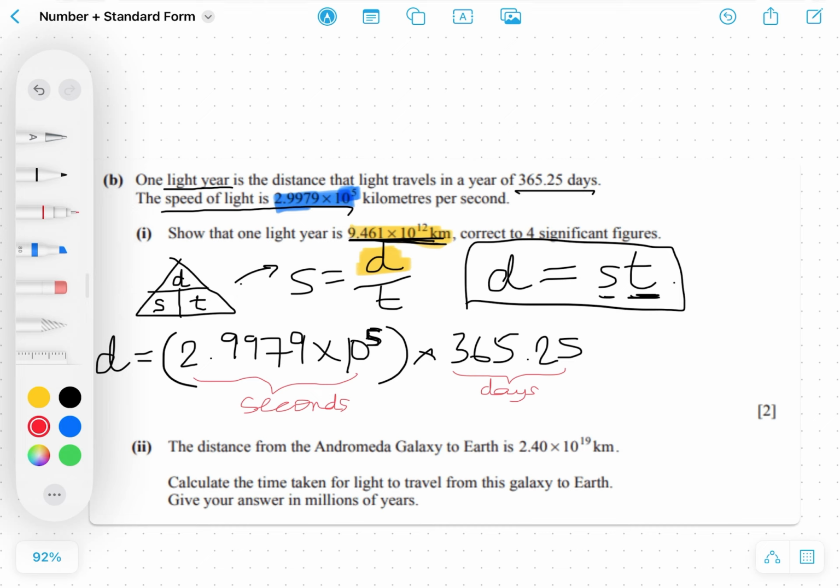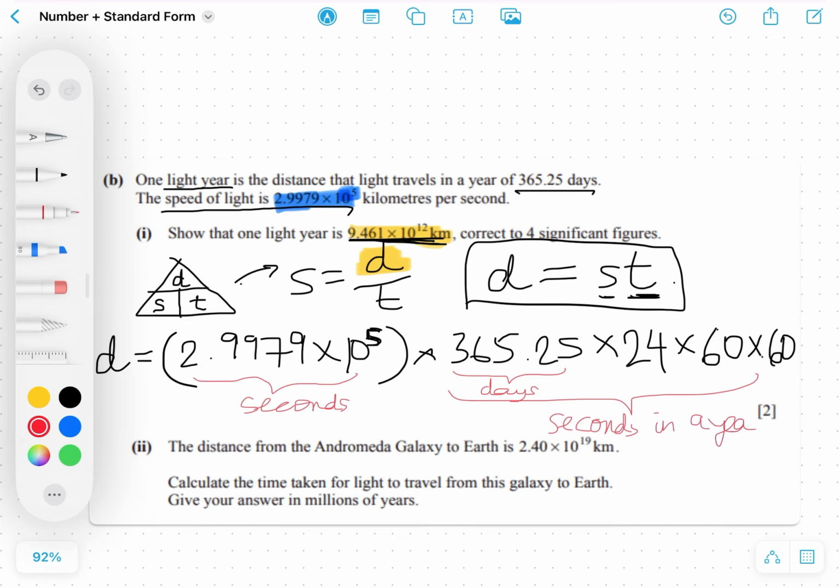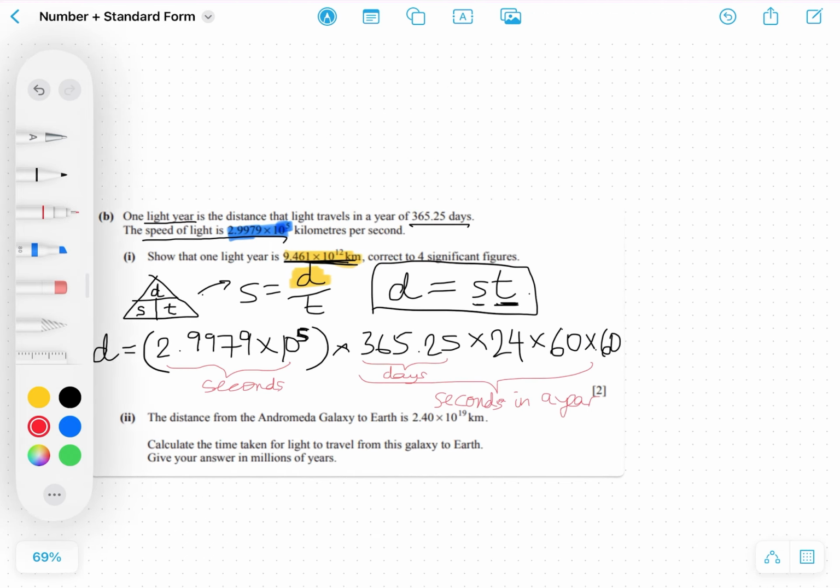So in order to change it, we multiply 365.25 by 24 to give the number of hours in 1 year. But that's still not the same as seconds. So we multiply that by 60 to give the number of minutes in 1 year. But that's still not the same as seconds, so we multiply it by 60 again. And now this entire thing is seconds in a year. This is how many seconds there are in a year.